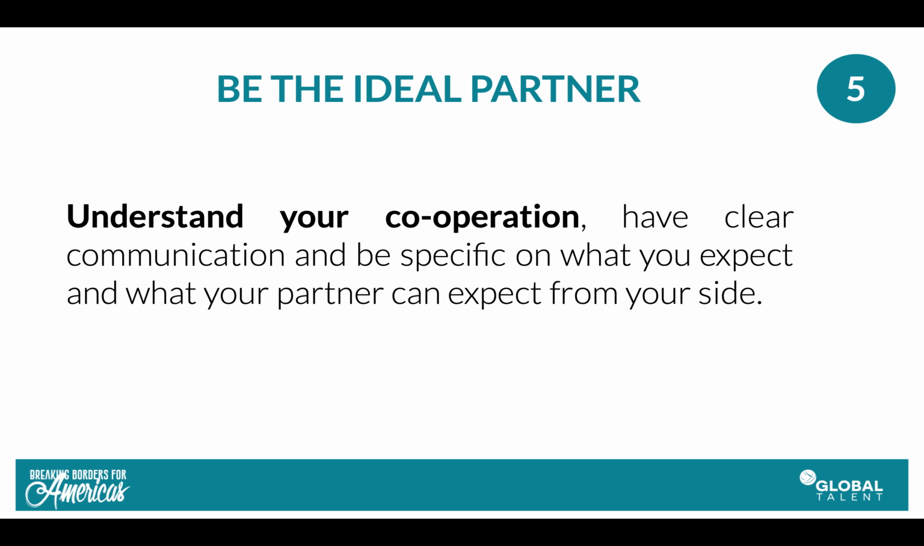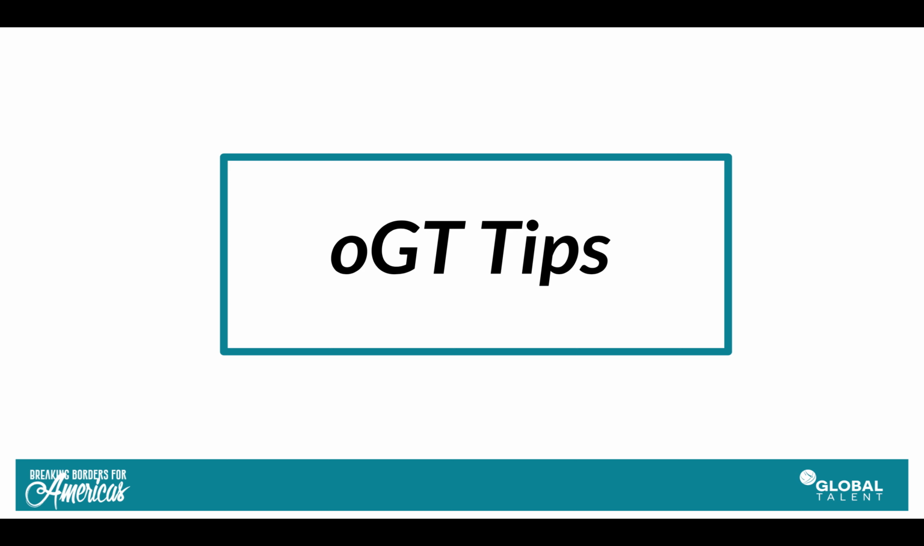Don't think that your IR partner understands all you need and all you want. Have clear communication with them and try to understand why things are happening, why they are slow, why they are not answering, why the CVs that OGT is sending to me are not good for me. So not only guess, but ask and have clear communication.